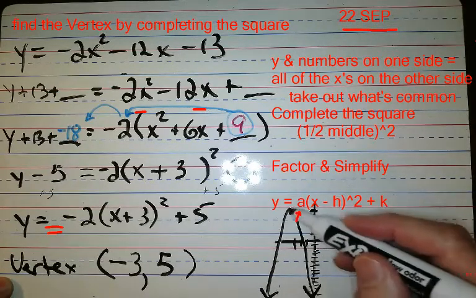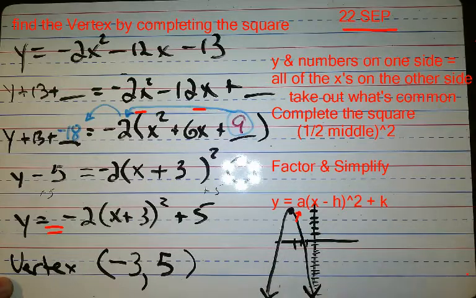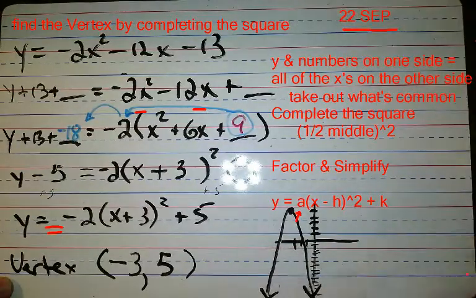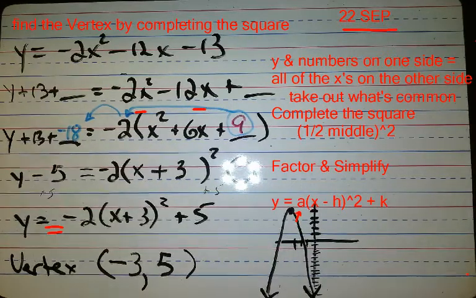Right? I know where that is. That's the vertex. I know it's upside down because it's negative. And I know where the y-intercept is. Look, I can draw my picture. Right? This is what we need to be able to do. Find the vertex. Sketch the graph. You are ready for today's homework.